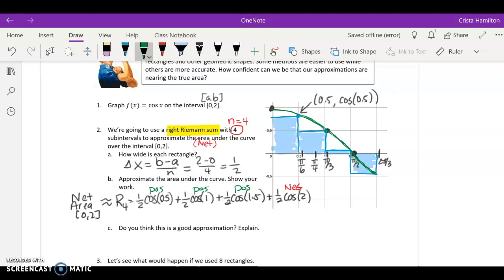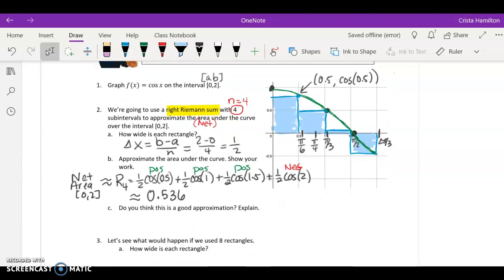Total area would always be positive, where you would add the area above plus the area below. But net area means we gain area up until pi over 2, and then we lose area from pi over 2 to 2. All right, and then if we add that together, just arithmetic using your calculator, this would be approximately 0.536.